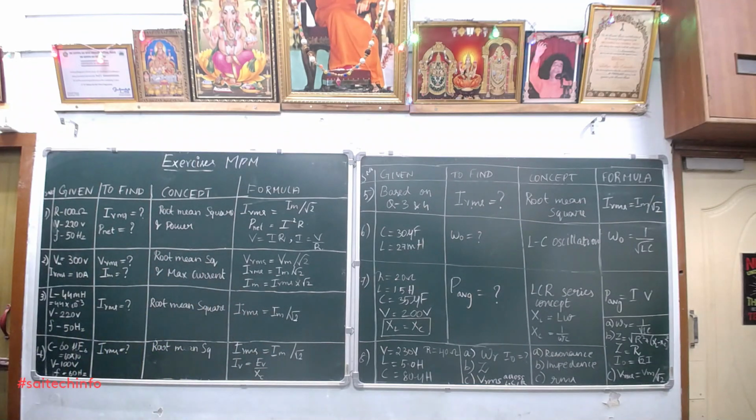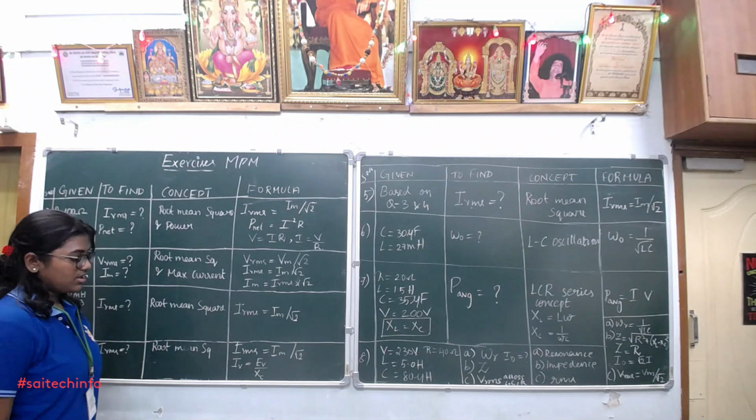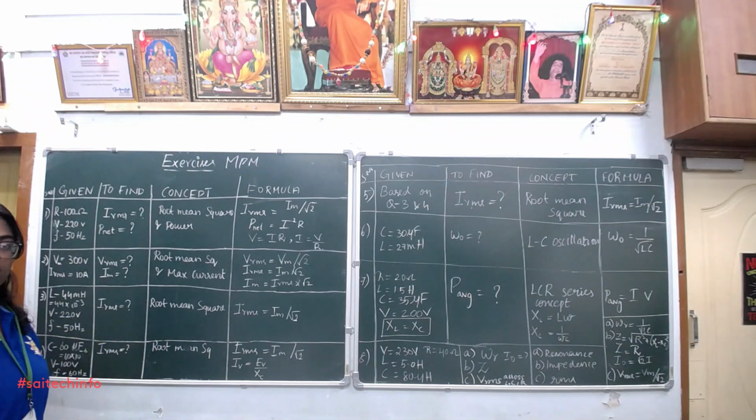Okay. So it means what? That is, I is the current, E is the voltage, X is the capacitance. I mean reactance, capacitive reactance. Okay. Right, proceed.